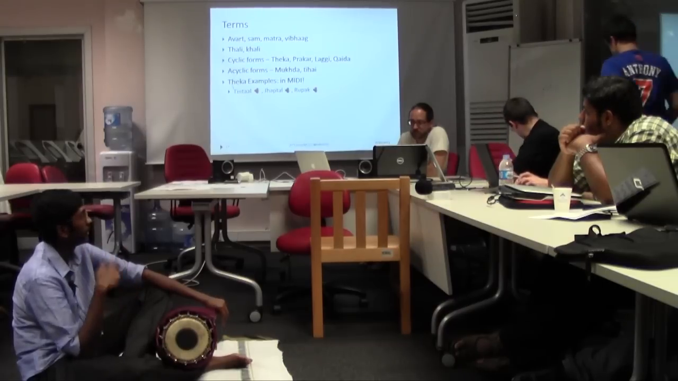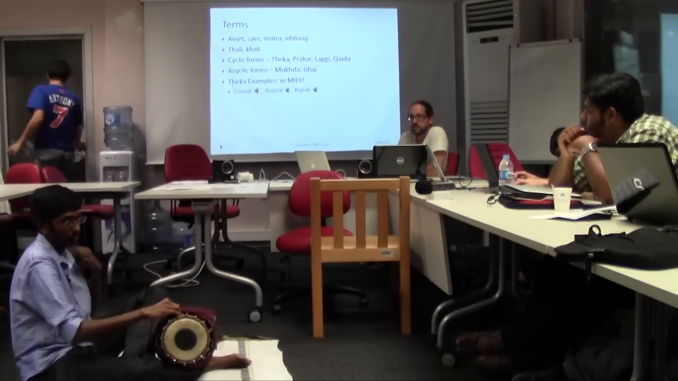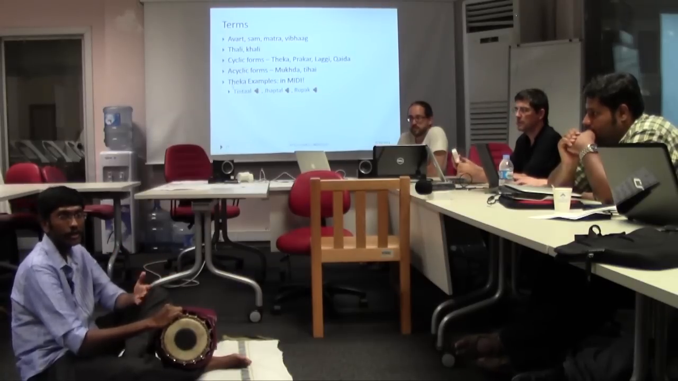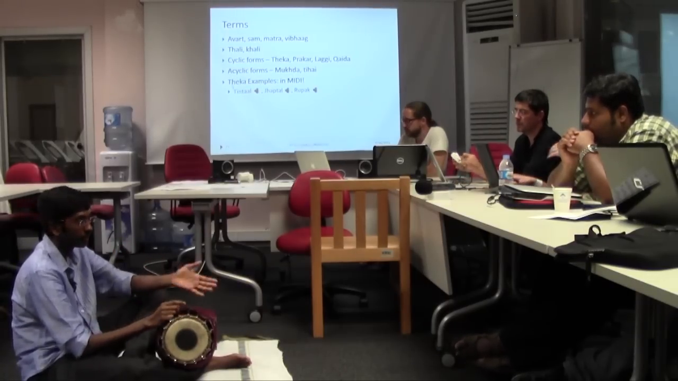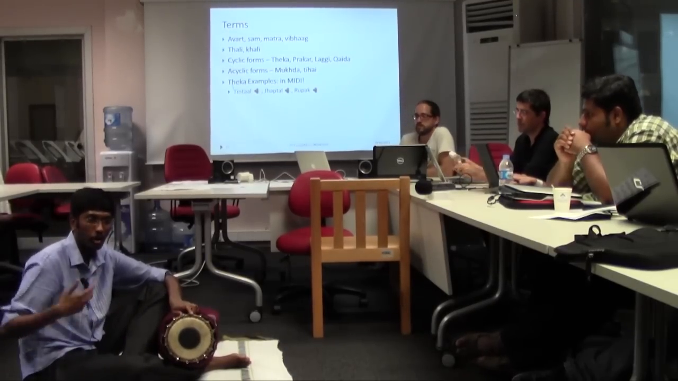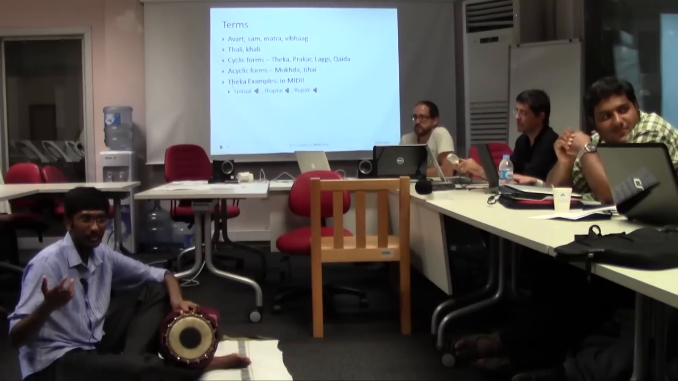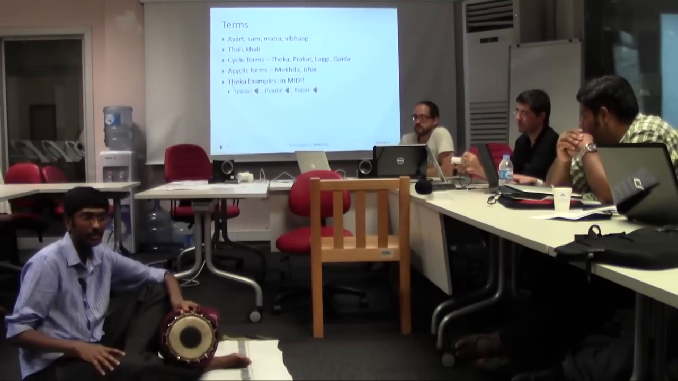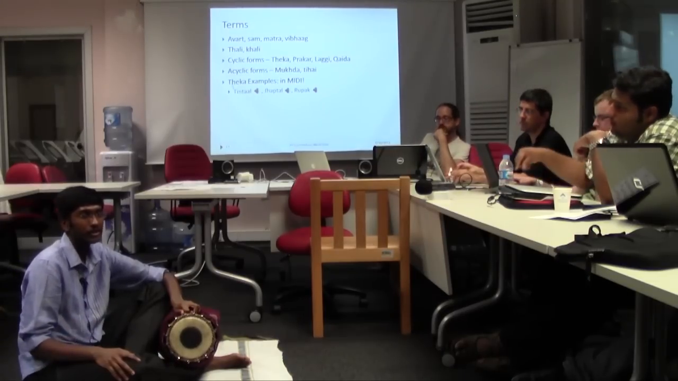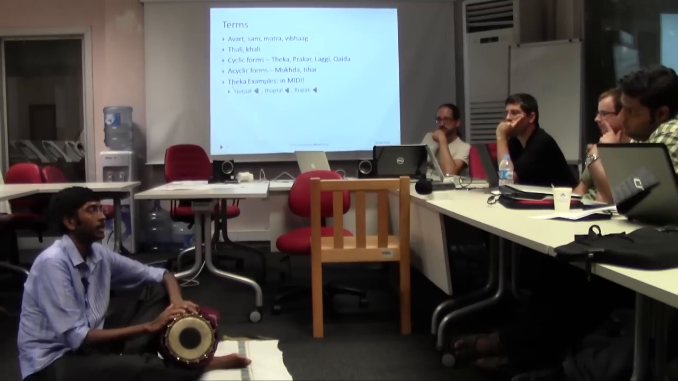The difference here being that since tabla has the timekeeping responsibility, during a composition tabla mostly plays a known teka or a prakar so that the composition can go on. And during an improvisation, even though there is no visual cue, the lead singer would prompt the tabla player to, if I go wrong anywhere, just stop me. So the lead singer would indicate the sum so that the tabla player can keep coming back to sum and then keep playing. So all this improvisation which I showed can also be done on the tabla, and much more actually.